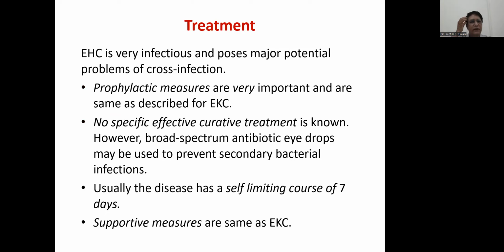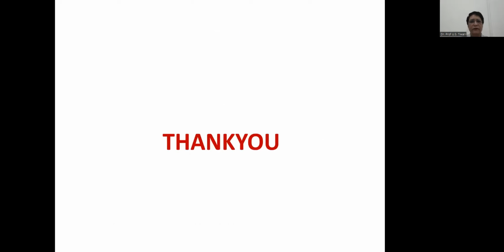The treatment of hemorrhagic conjunctivitis: since it is very infectious and poses a major potential problem of cross-infection, it needs to be treated urgently. The prophylactic measures are very important and the same as described for epidemic keratoconjunctivitis. There is no specific effective curative treatment known for this condition. However, broad spectrum antibiotic eye drops may be used to prevent secondary bacterial infection. Usually, the disease has a self-limiting course of about a week. Supportive measures are the same as for the epidemic keratoconjunctivitis. Thank you.